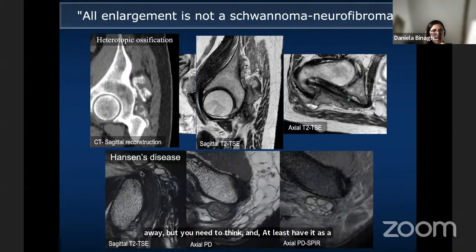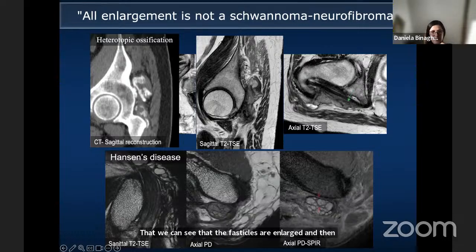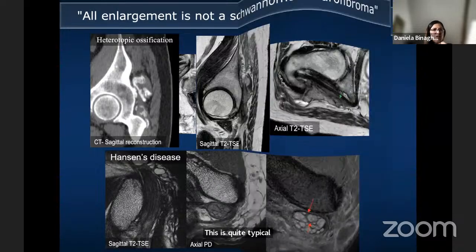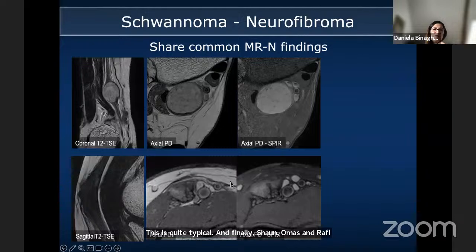And in this other case, this is a Hansen disease, ulnar nerve at the ulnar tunnel elbow level, and we have the enlargement of the nerve. We can see that the fascicles are enlarged, and the external epineurium and perineurium have darker signal. This is quite typical. And finally, schwannomas and neurofibromas, and I can say that they share common MRI findings.